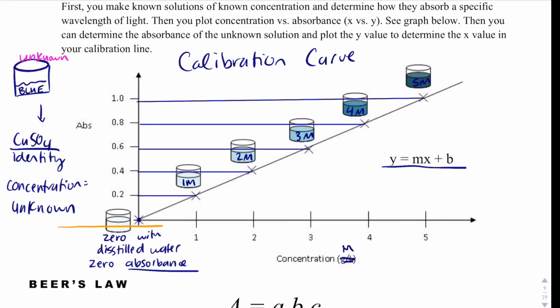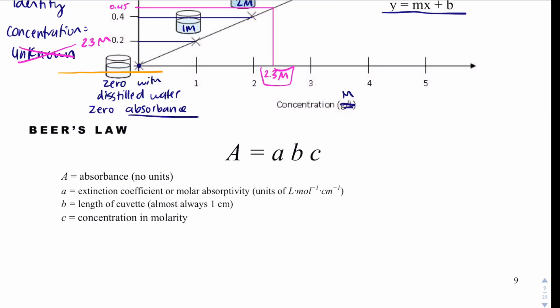It gave me an absorbance of 0.45. So using y equals mx plus b, although I'm not doing that here, I'm just doing it graphically, I can see, oh, this concentration is, and maybe that's not perfect, about 2.3 molar. And so now that concentration is no longer unknown, it's 2.3 molar. Okay, so let's see exactly how this will work with some practice problems.